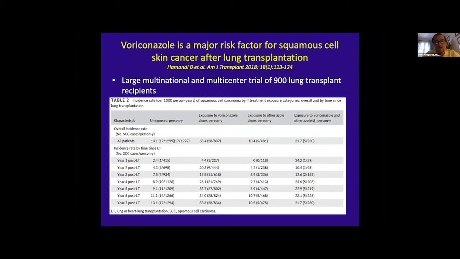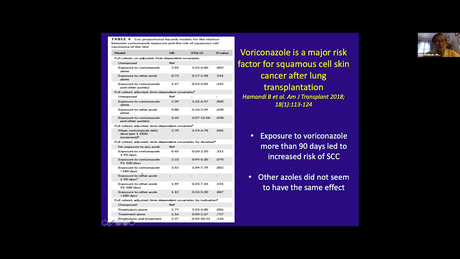What I'm going to focus on and say a few words about next is a significant interaction with a medication class, and mainly one medication, voriconazole, which we use pre-transplant and a lot post-transplant as treatment and prophylaxis for fungal infections. This is the report of a large multinational, multi-center trial of 900 transplant recipients. It shows that if you use voriconazole, you have a much higher risk of skin cancer compared to the unexposed population. Other azoles, such as posaconazole or itraconazole, might not have the same risk. That's significant. Going to the next slide, we find that if you have anything above 90 days, then you have an increased risk compared to before. So this is something to keep in mind, especially if you're going to use voriconazole on patients post-transplant, and for how long.